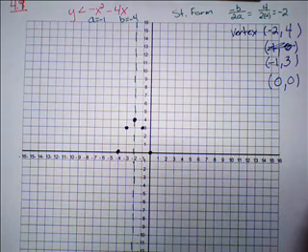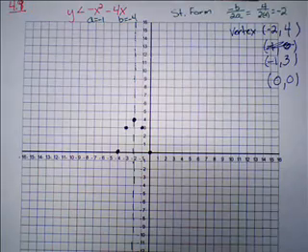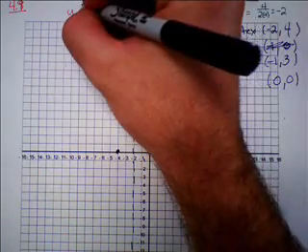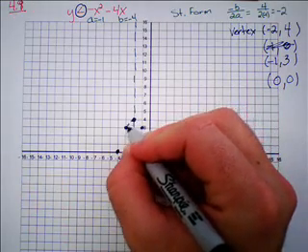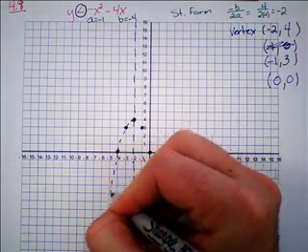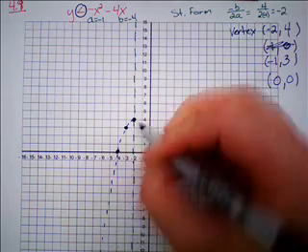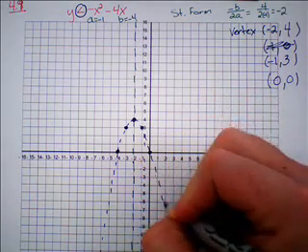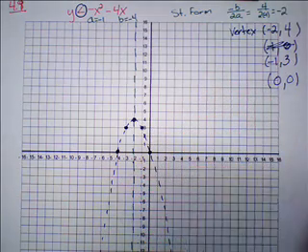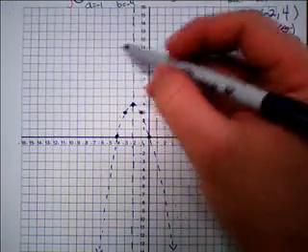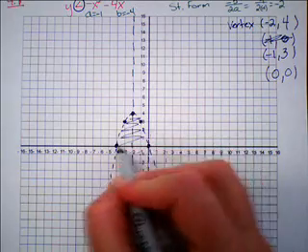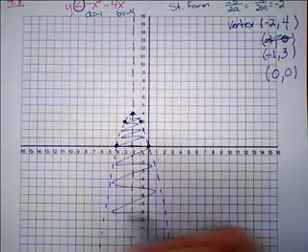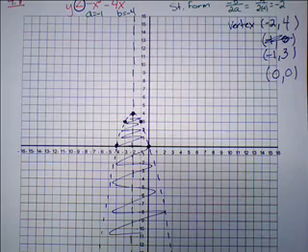That's old material. There's nothing new there. The new part is the inequality. Since it's less than without an equal to, it's going to be a dashed line, connecting the dots. The less than says it's less than the vertex. The vertex is here, so less than means it's everything inside this parabola.